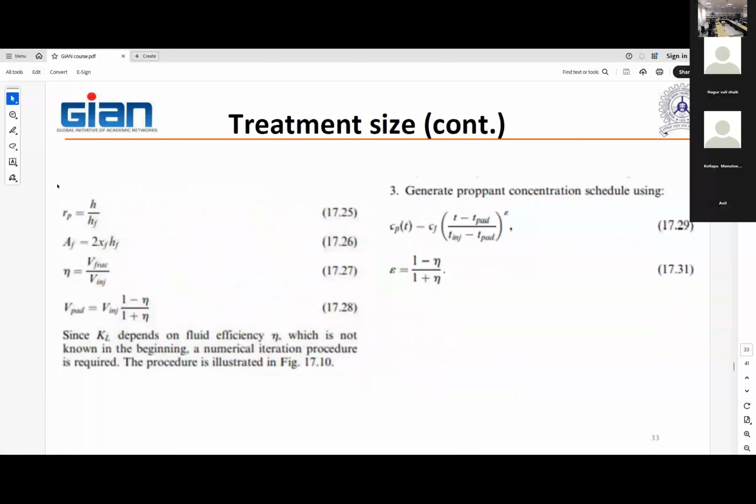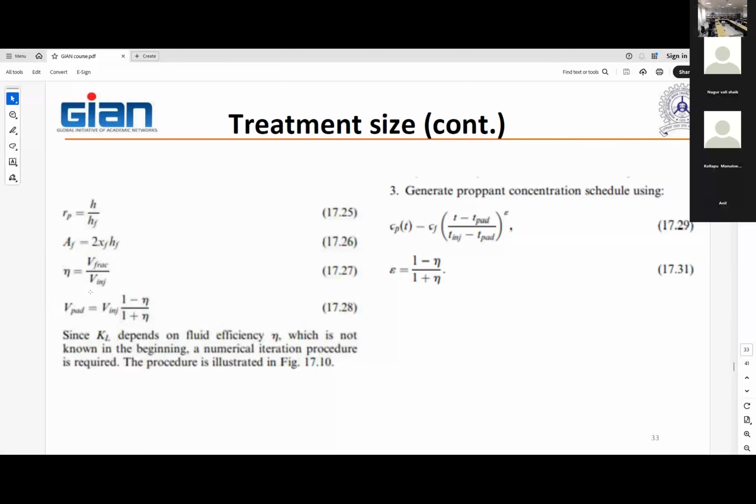As I already told you, RP is H divided by HF. Then the area of the fracture is 2 times the fracture half length times the height of the fracture. Eta is the fluid efficiency, so V fracture divided by total volume injected.